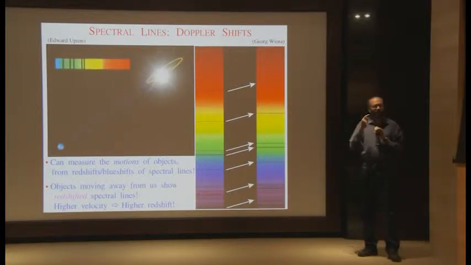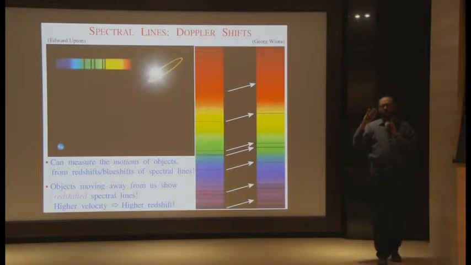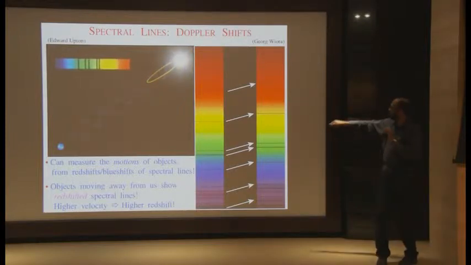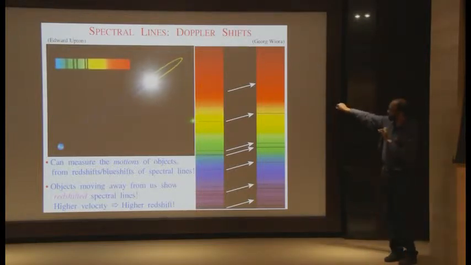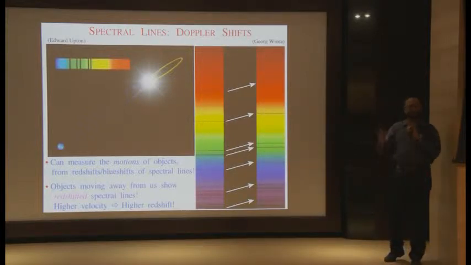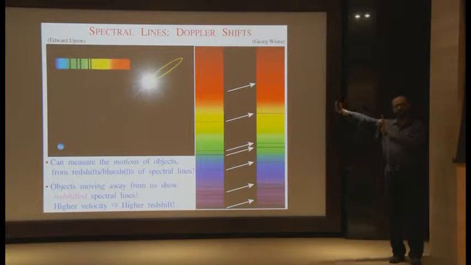So you can actually track the motion of an object just by looking at the locations of these lines in its spectrum. All you have to do is to find these lines. You know exactly what their wavelengths are in the lab, and then see if they're shifted. If they're shifted towards the red, the object is moving away from you. If it's shifted towards the blue, it's moving towards you. Very simple. And that's the idea.